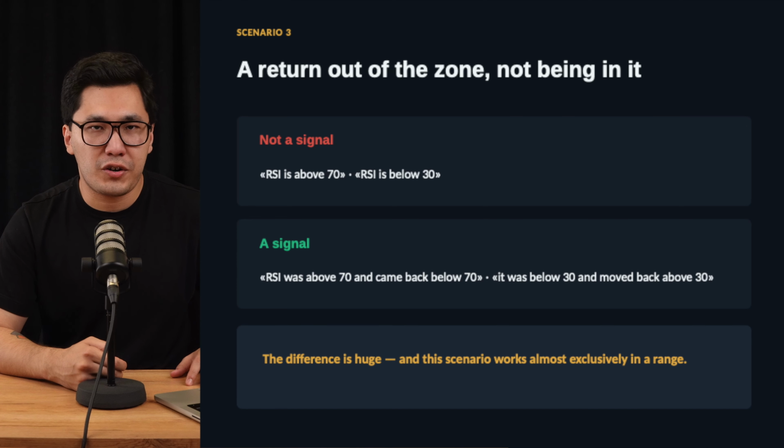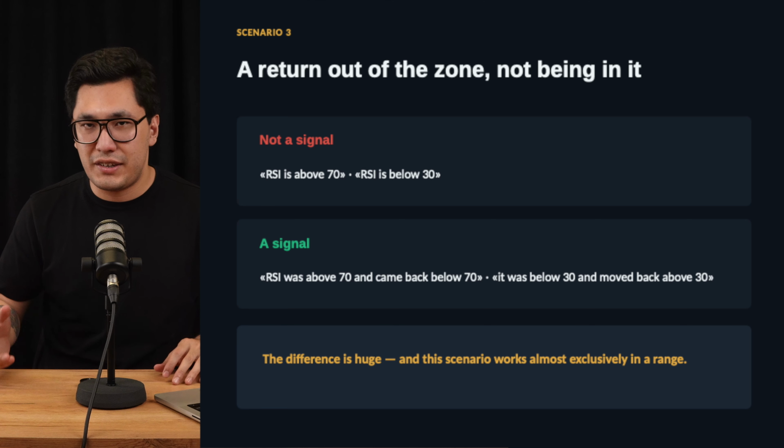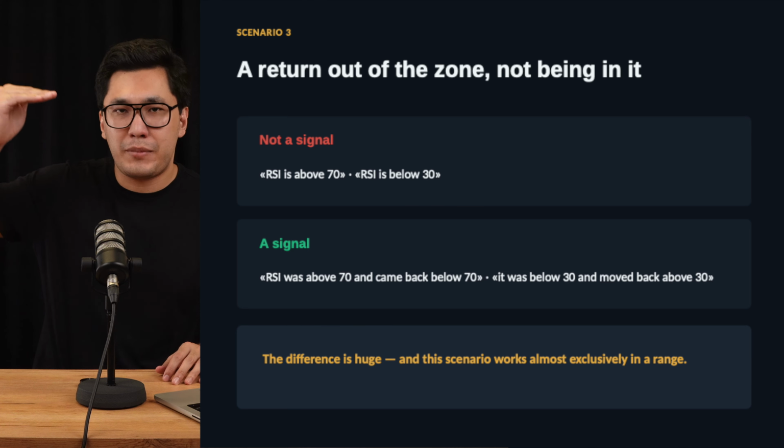Scenario 3. A return from the extreme zone, not simply being in it. The signal is not RSI is above 70. The signal is RSI was above 70 and came back below 70. Not RSI is below 30, but RSI was below 30 and moved back above 30. The difference is huge. And this scenario works almost exclusively in sideways markets.